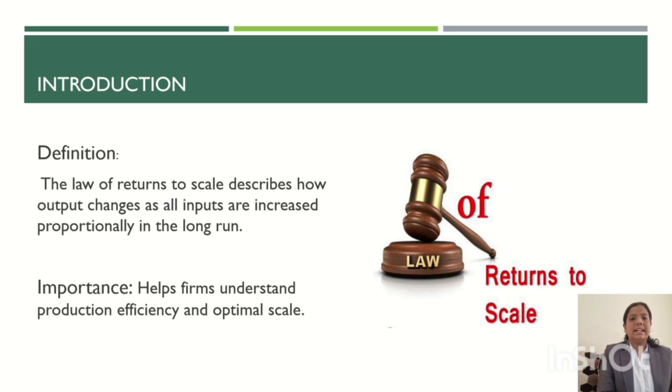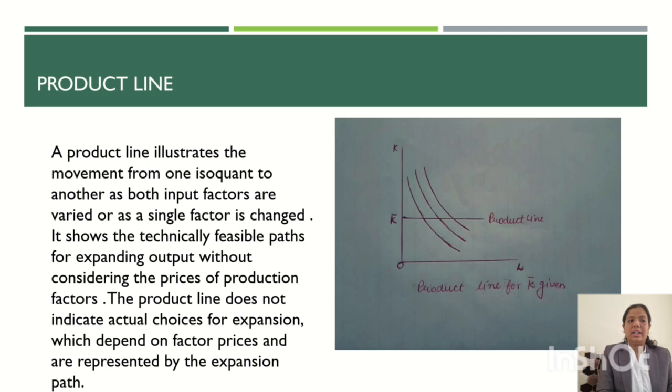So our next slide is product line. What is a product line? A product line illustrates the movement from one isoquant to another as both input factors are varied or as a single factor is changed. It shows the technically feasible paths for expanding output without considering the prices of production factors.